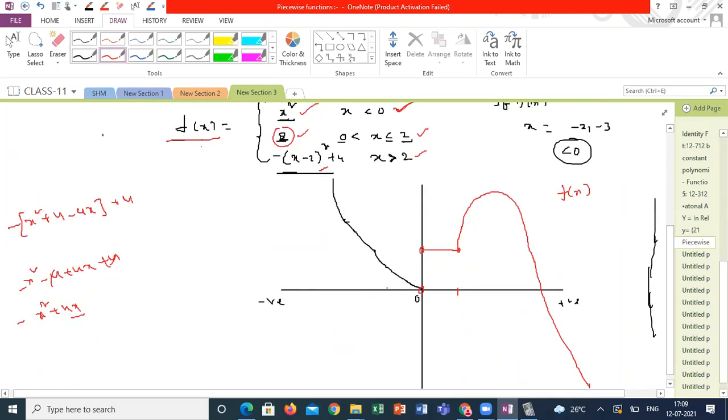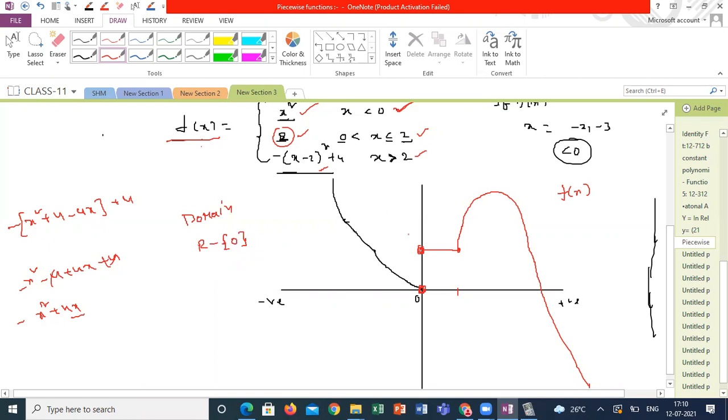Yes, sir. This piecewise function may be continuous, or may not be continuous. The meaning of continuous: see this graph. At 0, there is a break. The function can't be defined at 0. The domain of this function is R minus 0. You have to exclude 0. Rest of all the values is the domain.